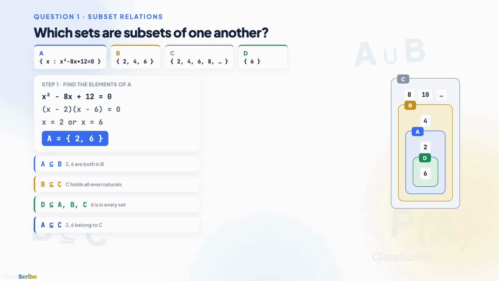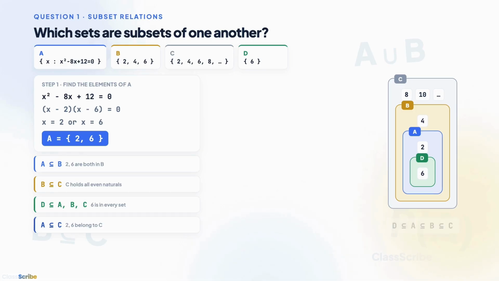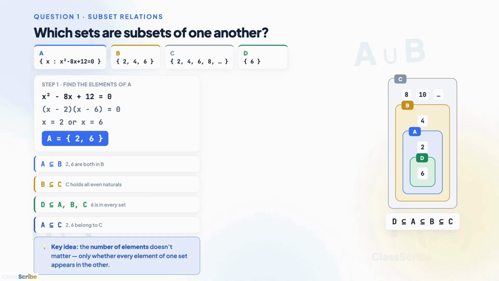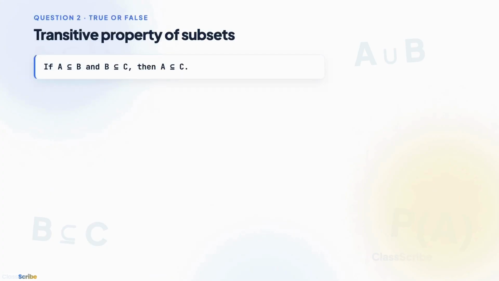Since D contains only the element 6 and 6 is present in A, B and C, D is a subset of all three sets. We can also conclude that A is a subset of C because both 2 and 6 belong to C. Notice that while checking subsets, the number of elements does not matter. The only thing that matters is whether every element of one set appears in the other.